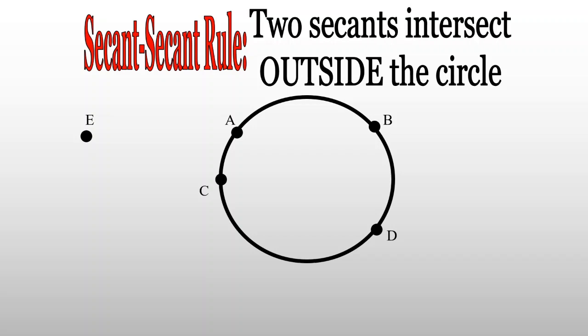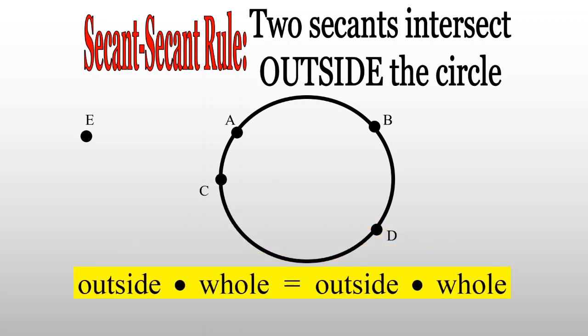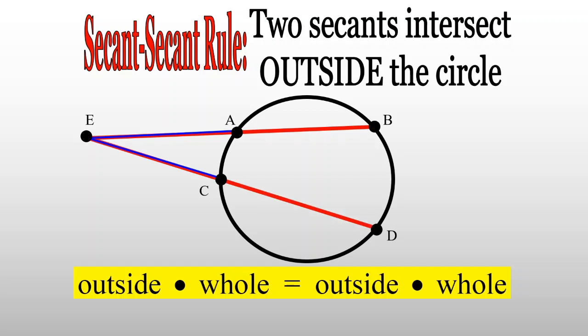Two secants intersect outside the circle. So that is outside times whole equals outside times whole. The blue line is the outside, and the red line is our whole. The outside here is segment EA, and the whole is segment EB, so you add the measures of segment EA and segment AB. On the other secant, the outside is segment EC, and its whole is segment ED.